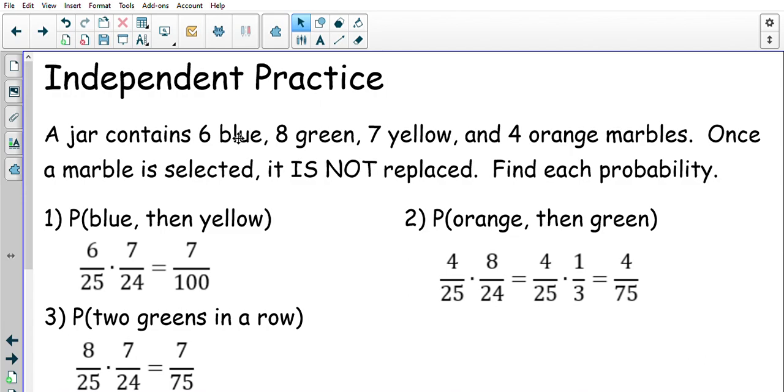All right, again, after watching this video, you may want to try assignment 1, which is a practice sheet on both independent and dependent probability. The top is independent, the bottom will be dependent probability. Definitely something for you to keep in mind.